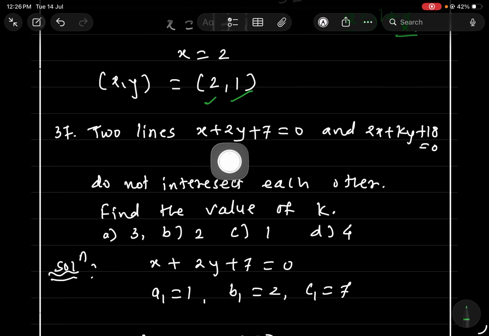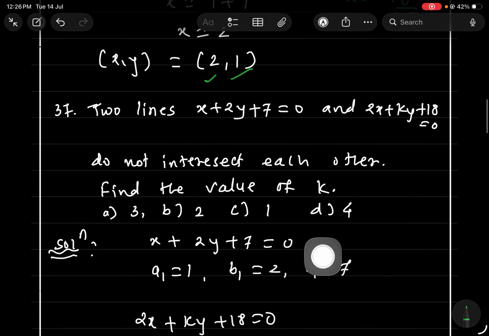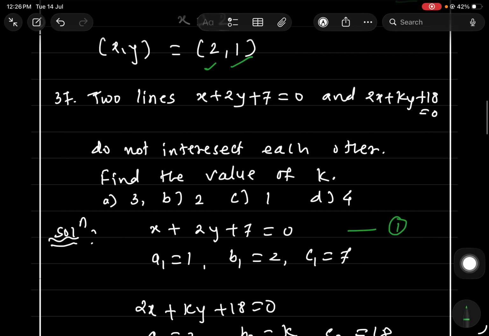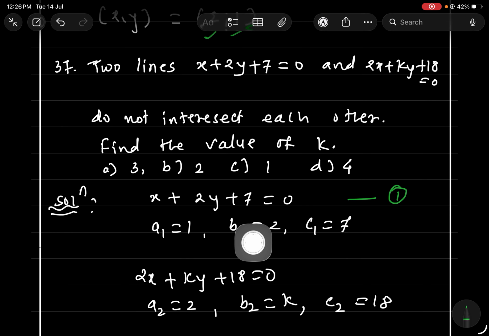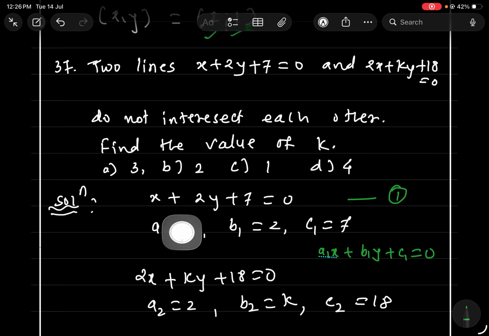Now next: the two lines x plus 2y plus 7 equal to 0 and 2x plus ky plus 18 equal to 0 do not intersect each other. Find the value of k. Here this is equation 1, and we compare it with the standard form, a1x plus b1y plus c1 equal to 0. So a1 equal to 1, b1 equal to 2 and c1 equal to 7.